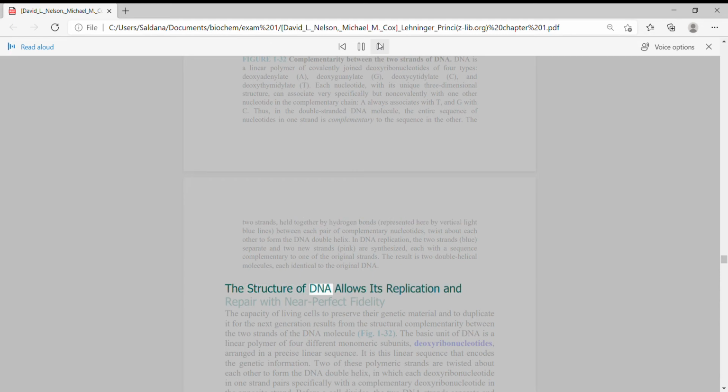The structure of DNA allows its replication and repair with near-perfect fidelity. The capacity of living cells to preserve their genetic material and to duplicate it for the next generation results from the structural complementarity between the two strands of the DNA molecule, Fig. 1-32. The basic unit of DNA is a linear polymer of 4 different monomeric subunits, deoxyribonucleotides, arranged in a precise linear sequence. It is this linear sequence that encodes the genetic information.